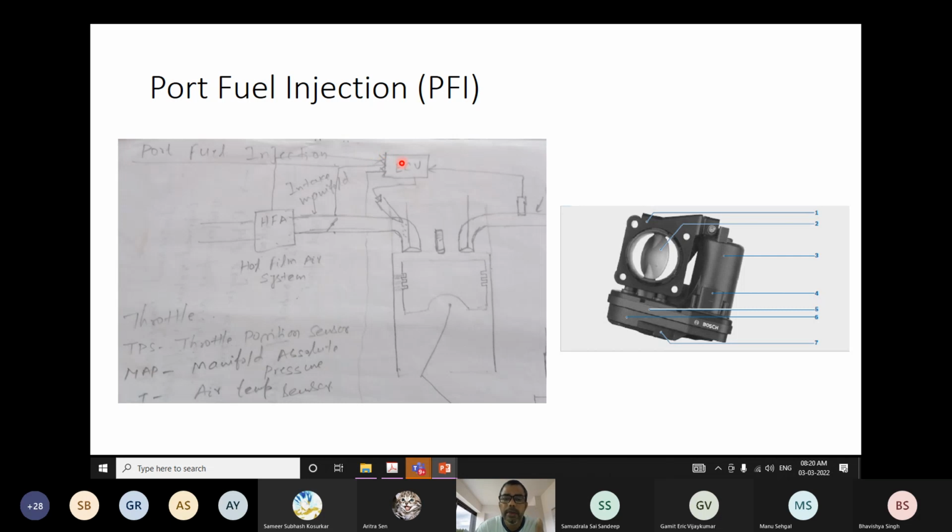Once I know how much fuel I have to inject, the ECU again looks at the calibration map of the fuel injector: if I have to inject 2 milligrams of fuel, then how long does the injector have to be open? That information you will get from the injector calibration map, and then accordingly it will produce a signal that has the same pulse width, and that signal will come to the injector.